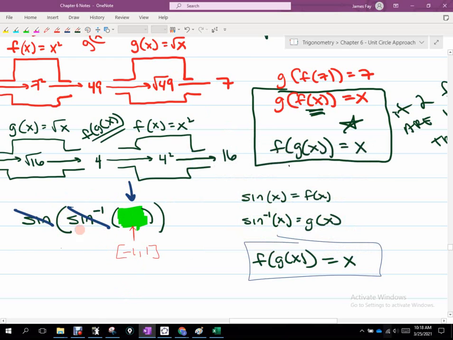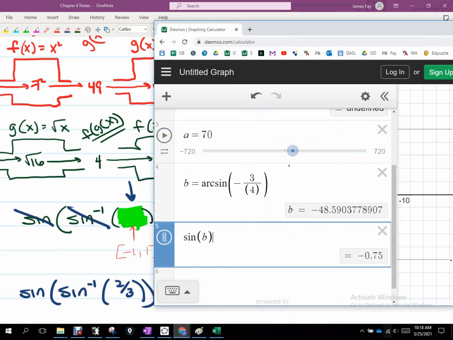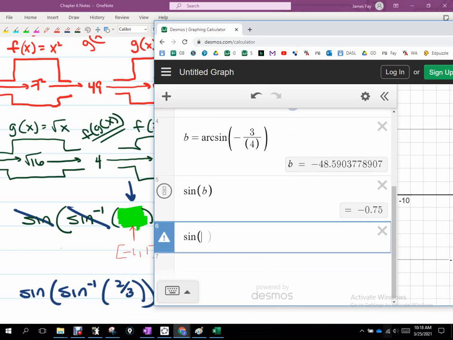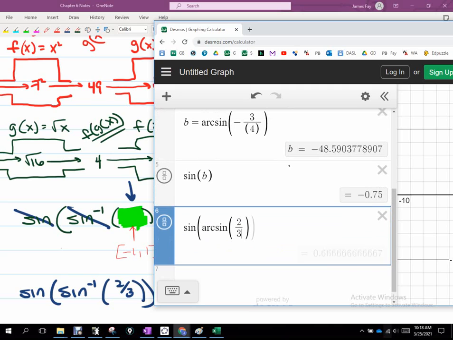Does that make sense? So if I go sine of sine inverse of, let's just say, 2/3, okay, I type that in to a calculator. Now I'm going to use the arc sine notation. That's still sine inverse. Okay. If I type in 2/3, does it spit back 2/3? Yeah. And the reason for that is because that 2/3 is between -1 and 1.